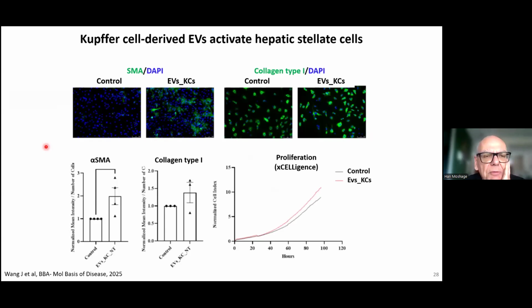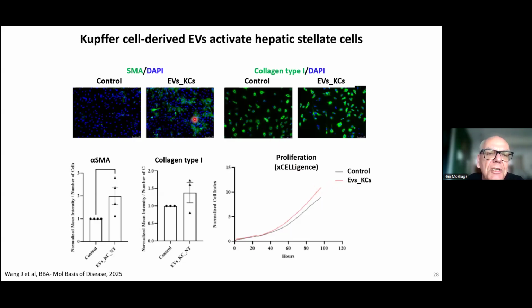We did the same experiment as in the previous part. We isolated extracellular vesicles from Kupffer cells, normal Kupffer cells, and we added the extracellular vesicles to stellate cells. And what you see is that the stellate cells become activated. The extracellular vesicles from Kupffer cells, if they are added to stellate cells, the activation is increased. Alpha smooth muscle actin goes up, and also collagen type 1 goes up. And also the proliferation, measured here, is increased by the addition of Kupffer cell-derived extracellular vesicles to the stellate cells.